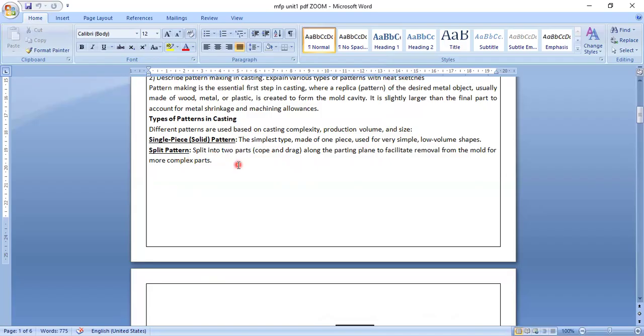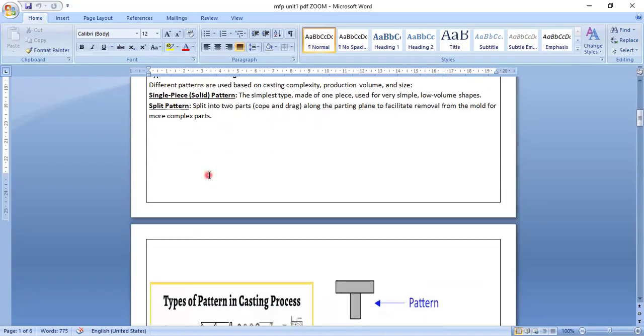Split patterns means you can open it like a box. The upside you call cope, the downside you call drag, and you can clip it like that. It is split into two parts, cope and drag, along the parting line to facilitate removal from the mold for more complex shapes. So for more complex shapes, you are going to use a split pattern. Otherwise, you are going to use a solid pattern.